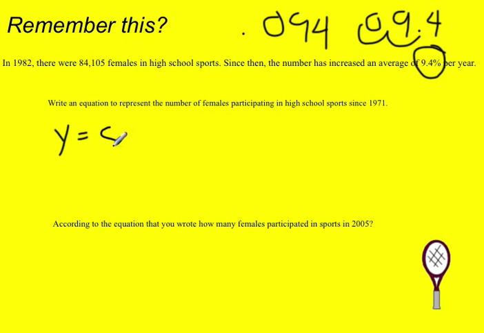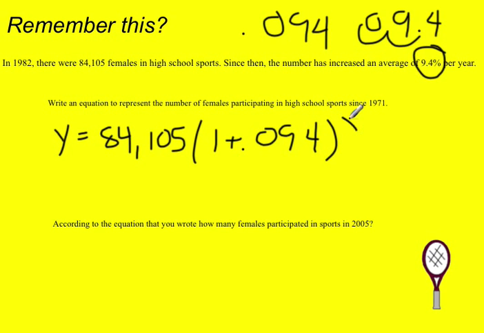So I get y is equal to 84,105. Then I'm going to do 1 plus my rate, and I'm going to raise that to the x because right now I don't know how many years that is. But I do know that we're starting in 1982. So then, let's go ahead and take a look at actually solving this.